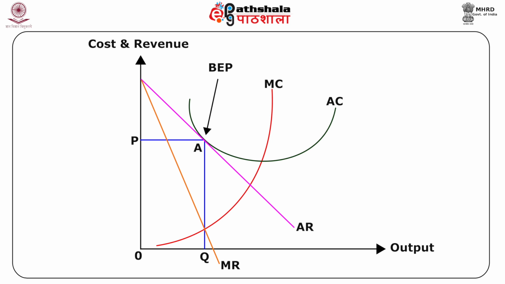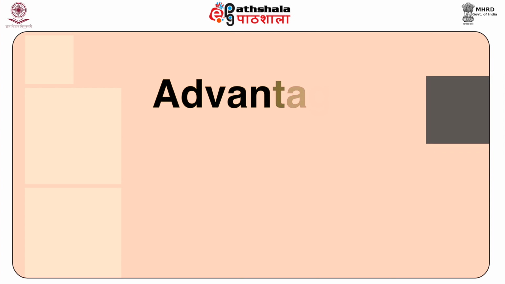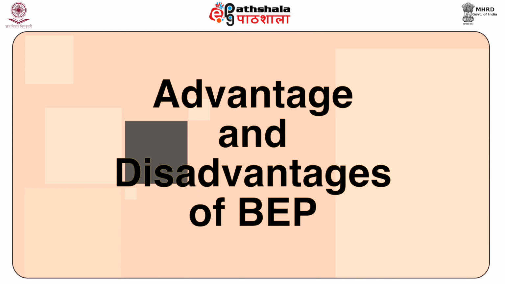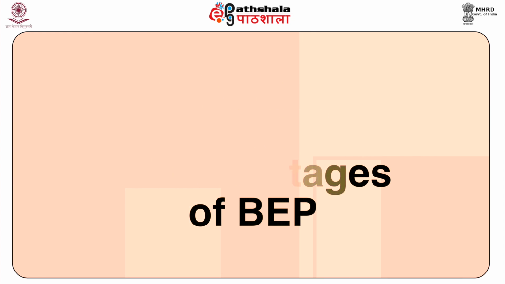Thus, at Q, TR is equal to price into quantity, which is equal to OP into OQ, which is equal to area OPAQ. Similarly, TC is equal to AC into quantity, which is equal to OP into OQ, which is again equal to area OPAQ. Therefore, at the break-even point, TR is equal to TC or AR is equal to AC. Next, we will study the advantages and disadvantages of break-even point.